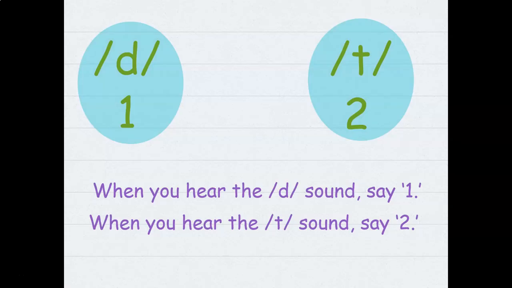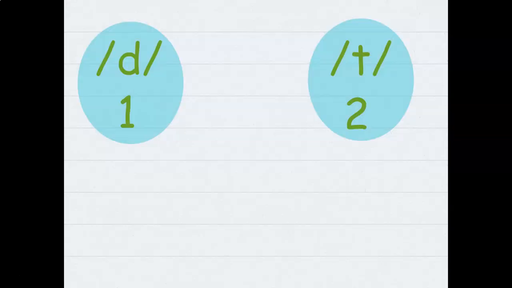We're going to practice telling the difference between the d and t sound. When you hear the d sound, say one. When you hear the t sound, say two. Two. That was the t sound. D. One. That was the d sound. D. One. That was the d sound. T. Two. That was the t sound.